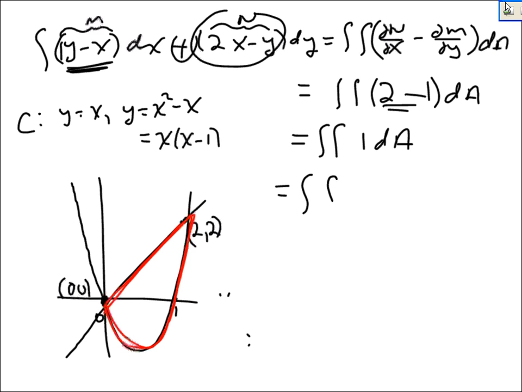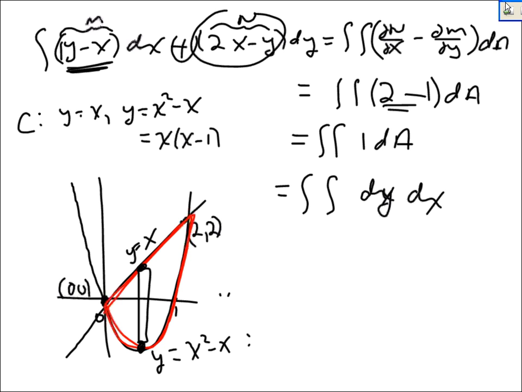Well, this is an integral of dA is dy dx. Well, what does y go from? It goes from here to here. Well, down here, y is x squared minus x. And up here, y is x. So it goes from x squared minus x to x. That's why I put dy first.